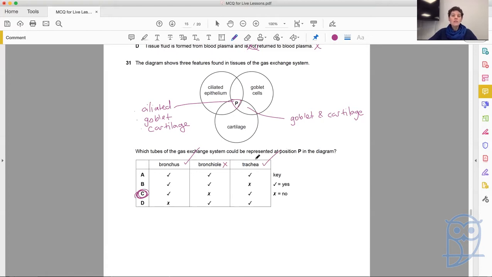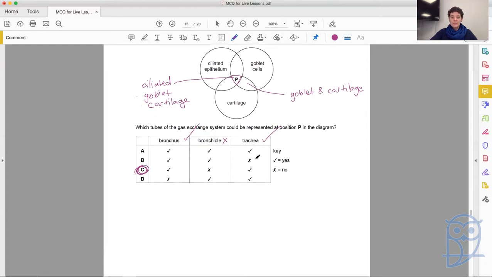So again, they're just asking you very straightforward which features are found in each part of the gas exchange system, but they're asking you in a different way that makes you have to actually analyze what's going on a little bit in your question. So always read the information that's given in the question very carefully.